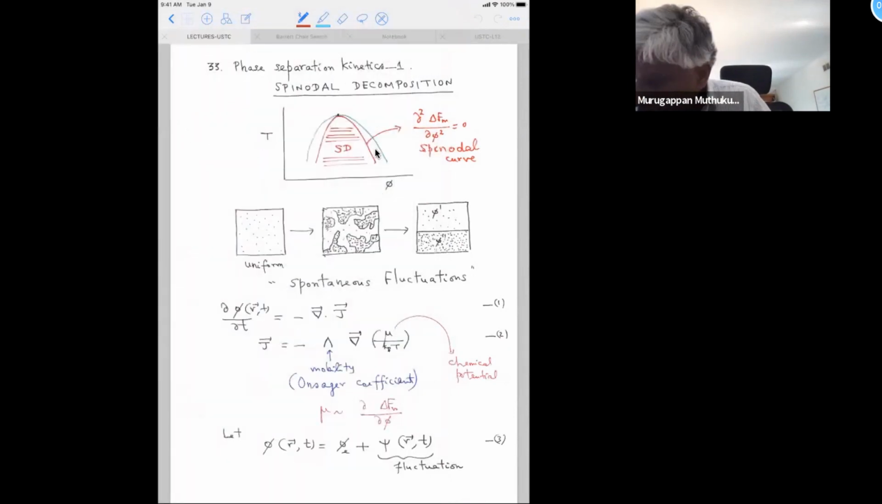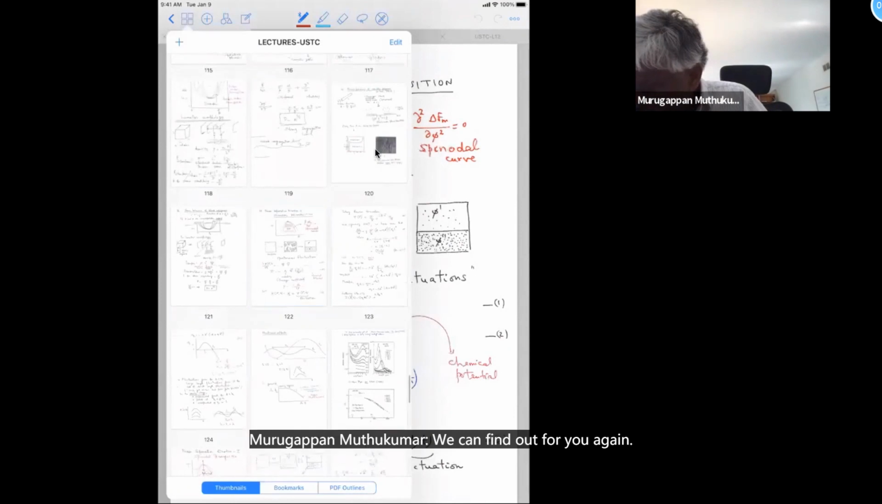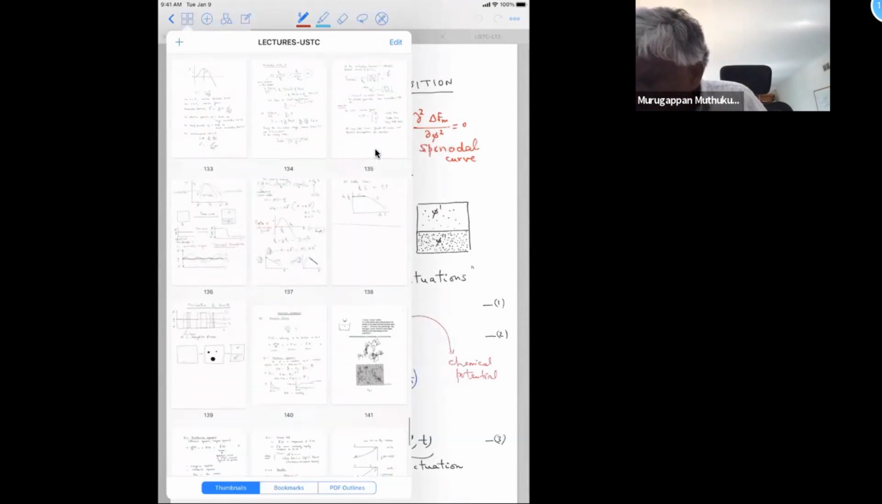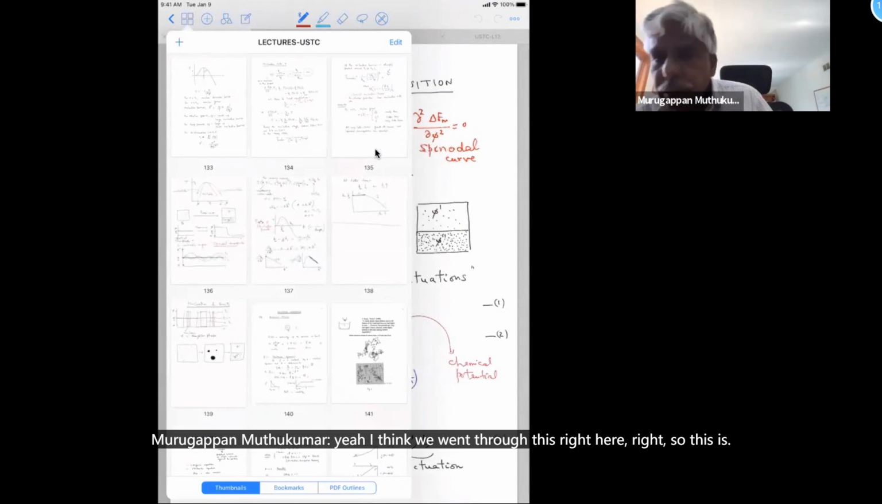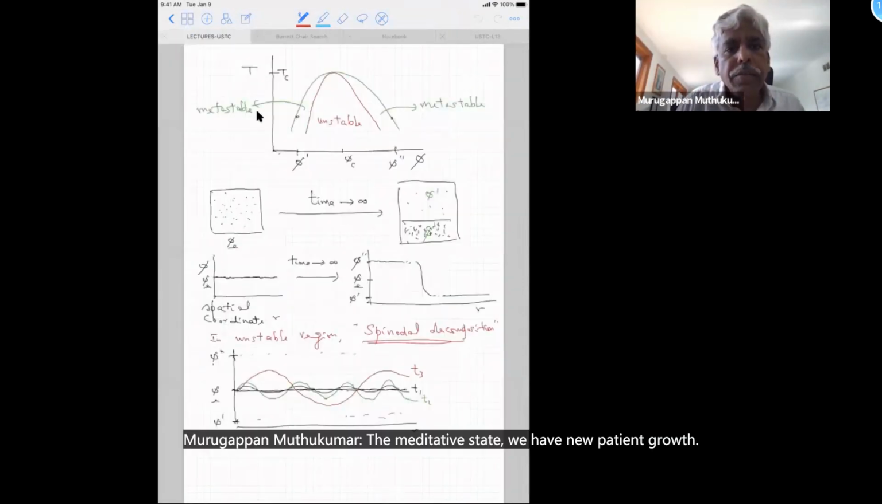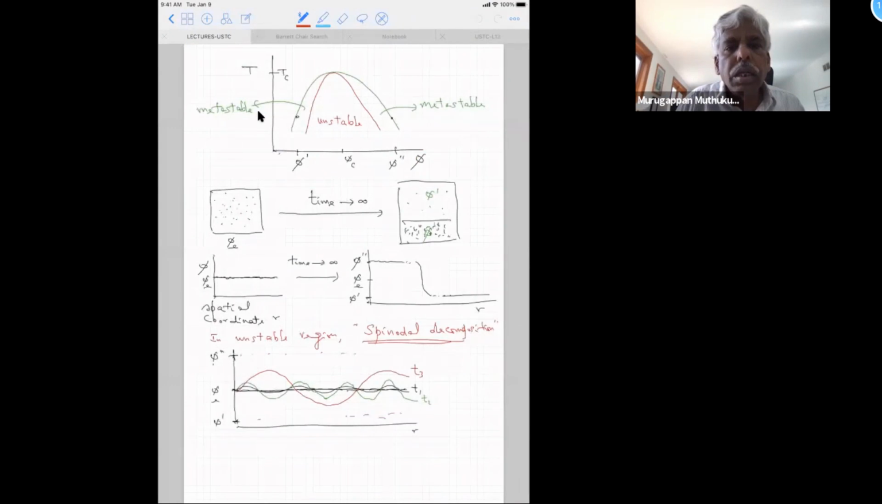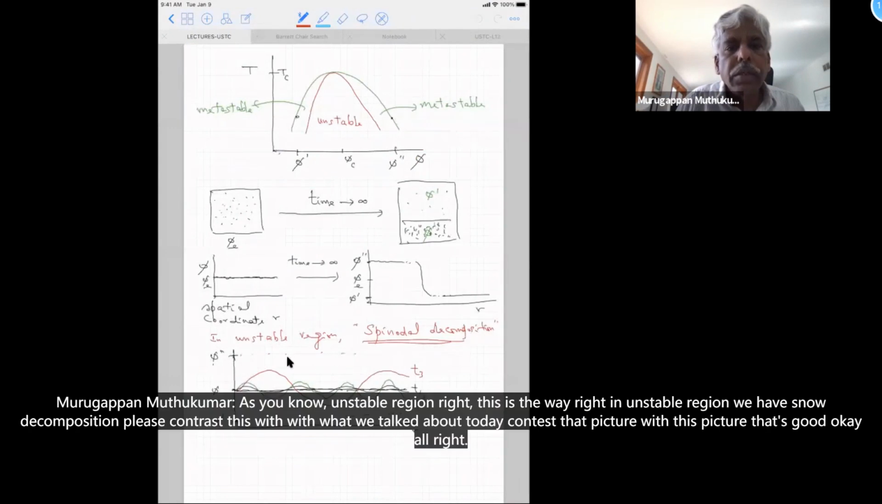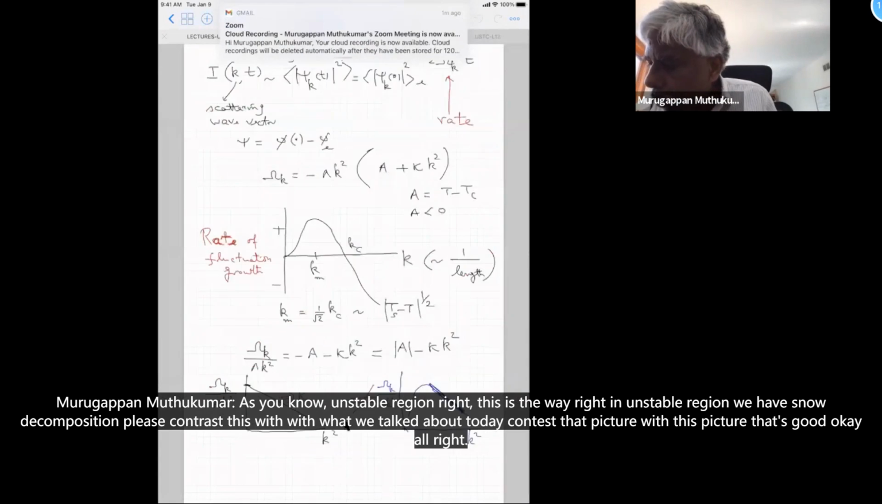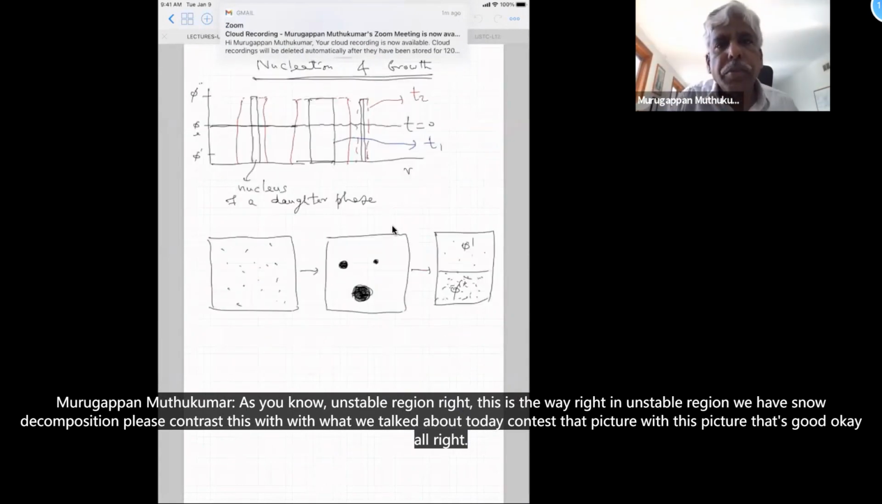Oops, sorry. Yeah, I think we went through this right here, right? So this is the metastable state. We have nucleation growth. In an unstable region, this is the way, right? In an unstable region, you have spinodal decomposition. Please contrast this with what we talked about today. Contrast that picture with this picture. That's the nucleation growth. Okay. All right.